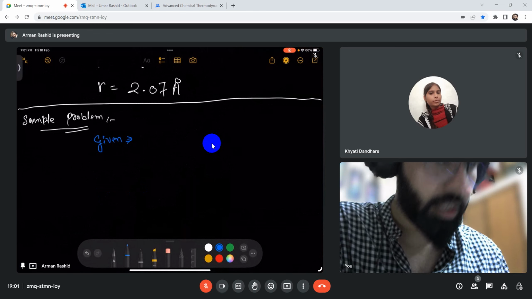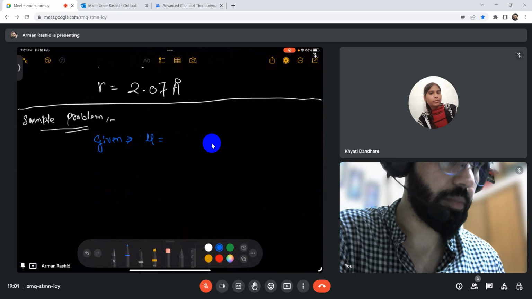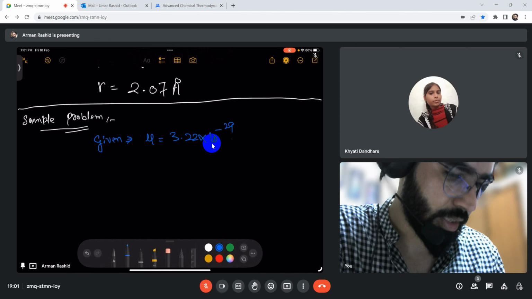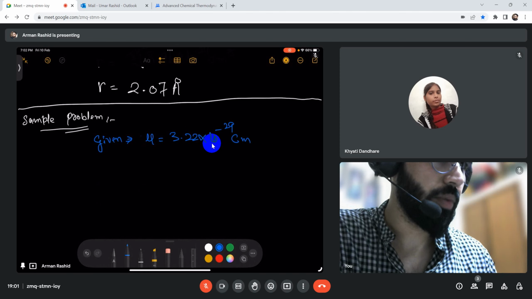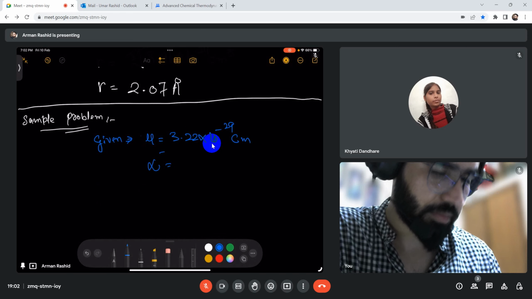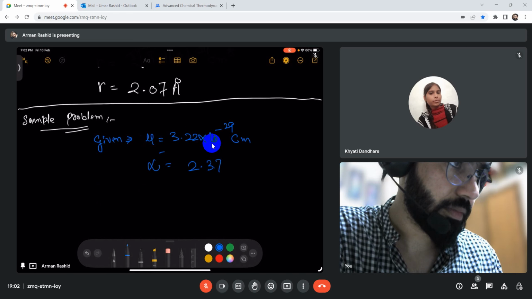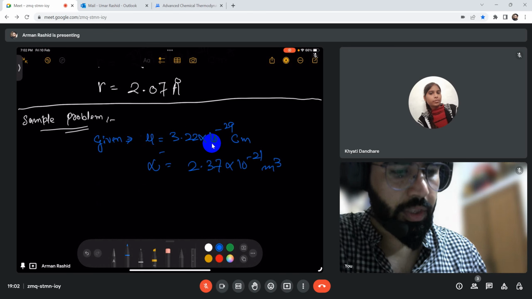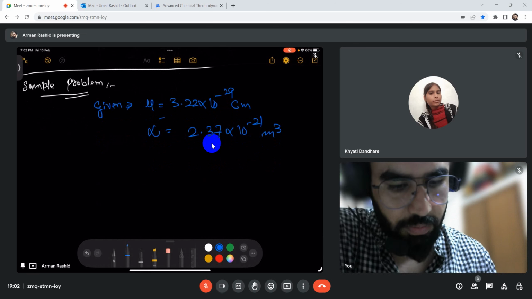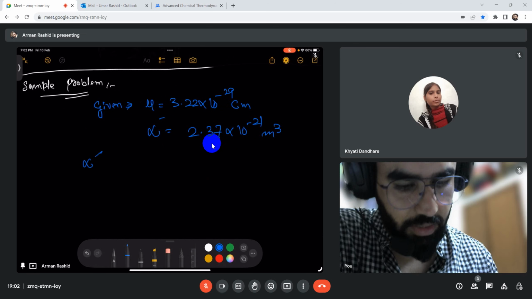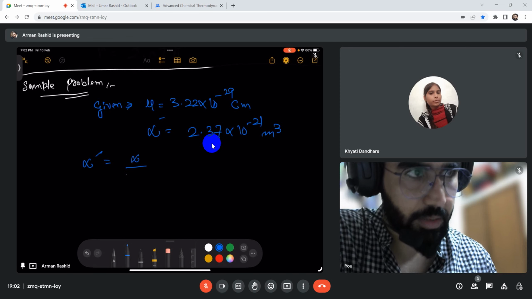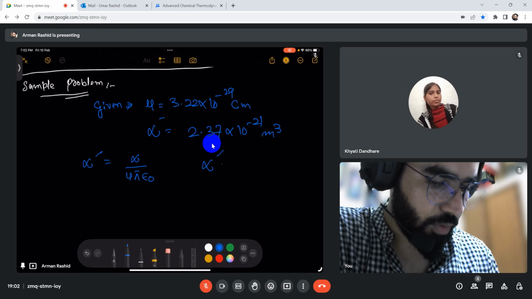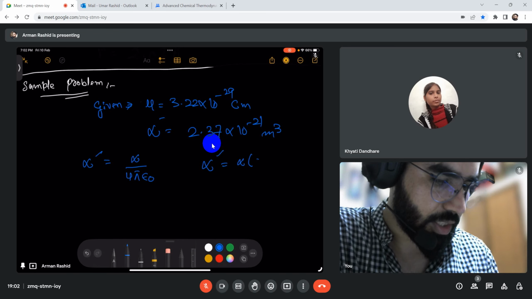What we have been given is mu as 3.22 into 10 to the power minus 29 coulomb meter. So the dipole moment is given, then the polarizability is given. Now we know that the polarizability volume is given by the polarizability divided by 4 pi epsilon 0. As I told, the polarizability volume is the polarizability in CGS units.